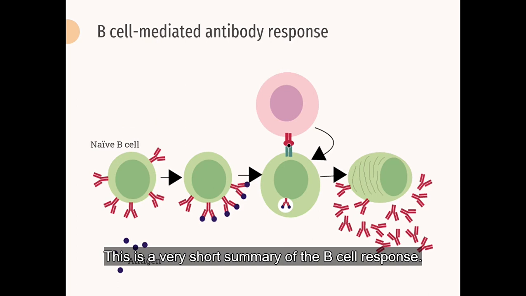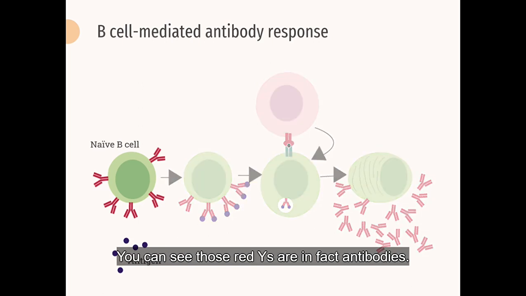This is a very short summary of the B cell response. B cells have antibodies on their surface. You can see those red Ys are in fact antibodies. We'll talk about them in a moment.